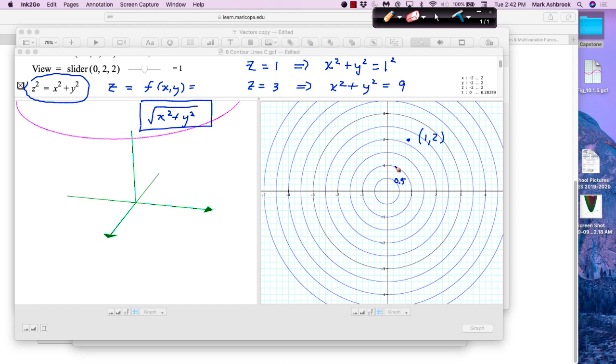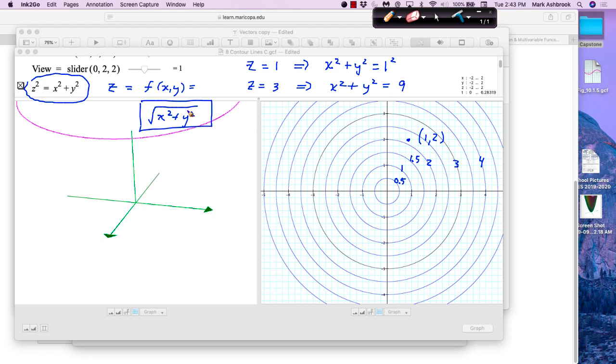What about this? Z equals 1. Z equals 2, 3, 4. So if you stay on a level curve, you have a constant z. So at the point 1, 2, you can see about what the z value is. Yeah, right, it's a little bit greater than 2. How do we know what it is exactly? How could we get it exactly?